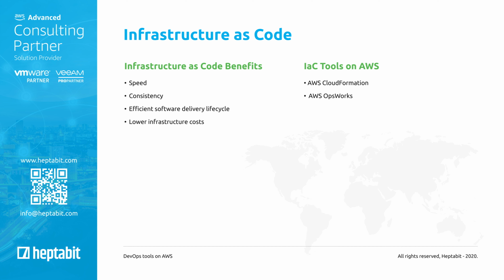AWS OpsWorks is a configuration management service that uses Chef. Chef is an automation platform that treats server configurations as code. OpsWorks uses Chef to automate server configuration, deployment, and management across Amazon Elastic Compute Cloud, Amazon EC2 instances, or any on-premises compute environments.